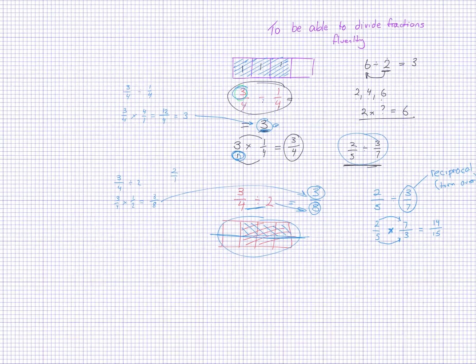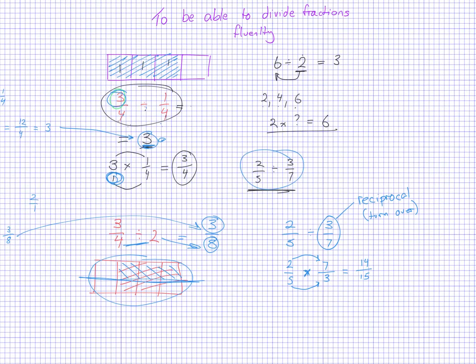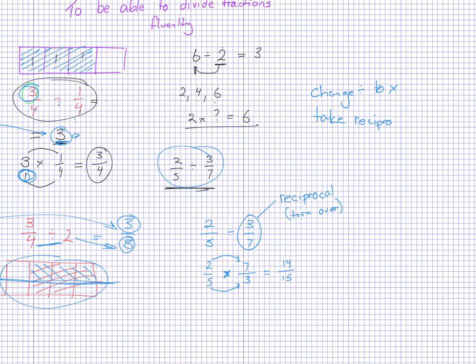So you can see that the shortcuts are divide to multiply, take reciprocal, and you might want to write the word reciprocal in your book and explain what it is, or what it looks like. Take reciprocal of the second, and then multiply like normal.